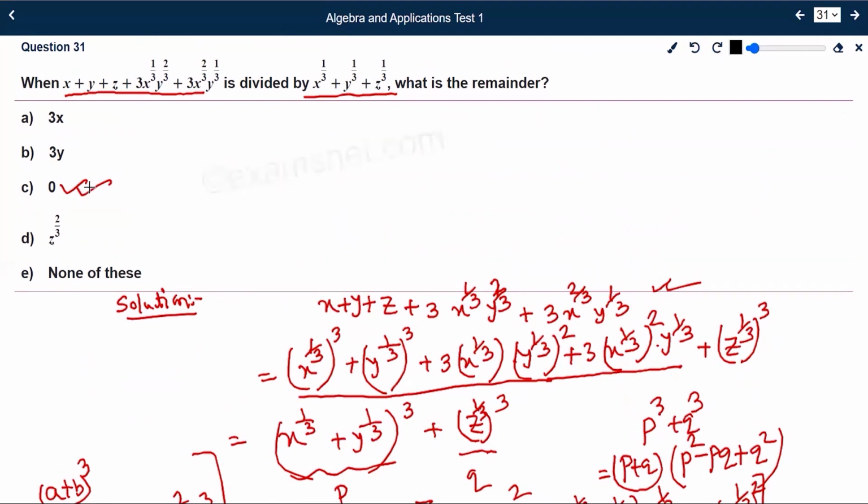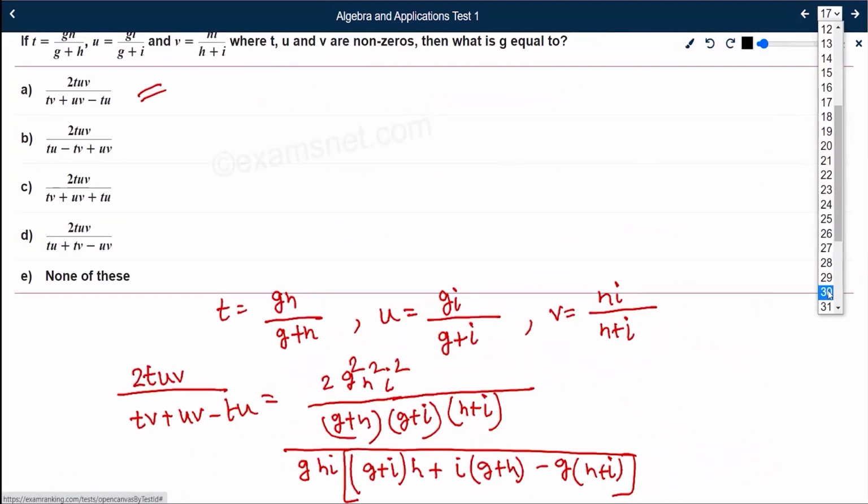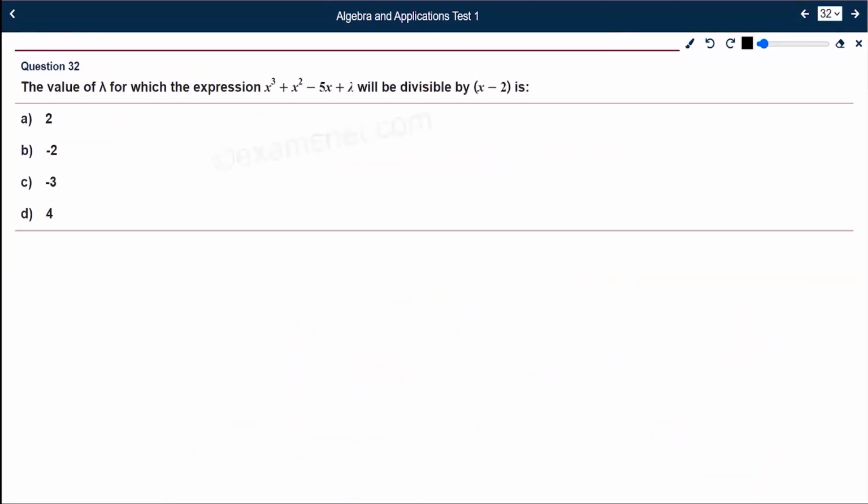Okay, now let's move towards the next question. Now let me solve question number 32. The value of lambda for which the expression x cube plus x square minus 5x plus lambda will be divisible by x minus 2 is.